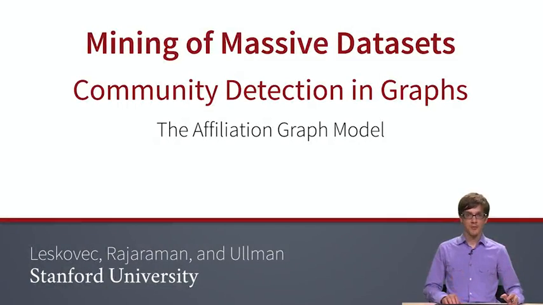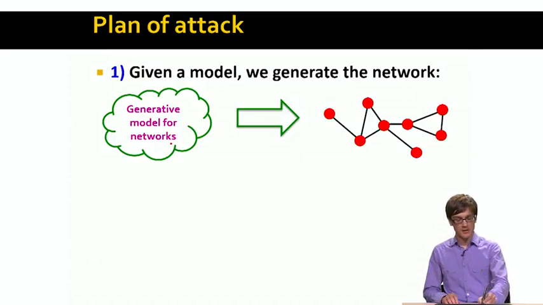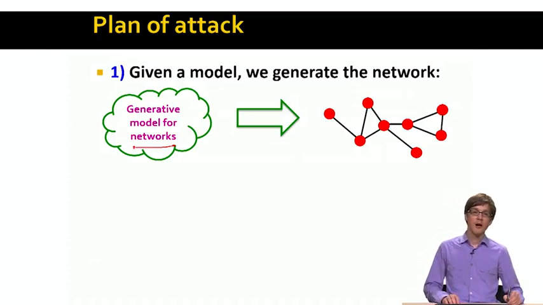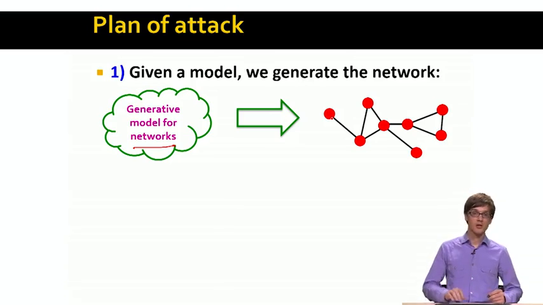Our general plan of attack today will be to think about generative models for networks. So our goal will be the following. Actually, first, I will start telling you how we generate networks. If I have some model, how can I generate a network, a graph, from this model, where nodes represent some entities or people, and edges represent, let's say, friendships and so on?